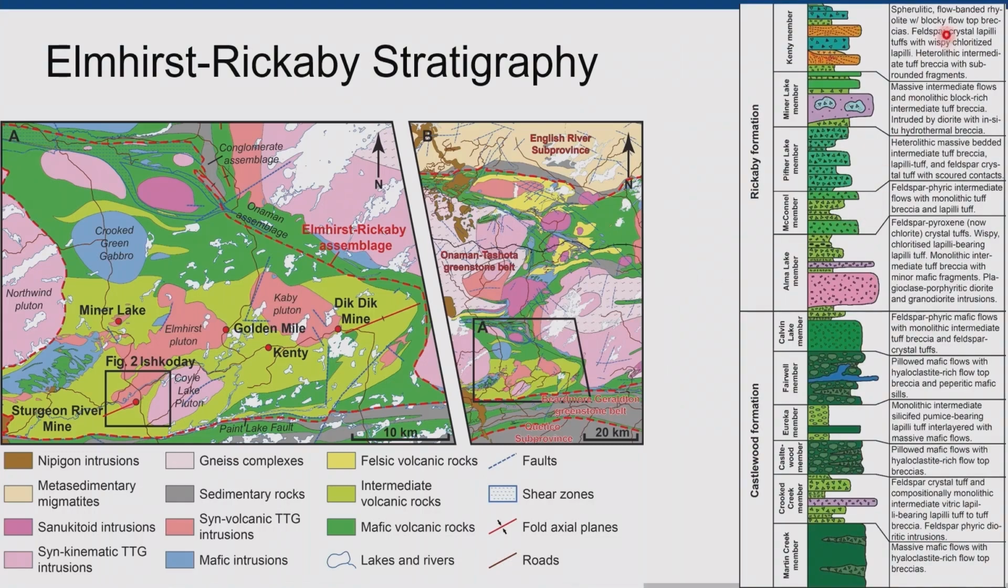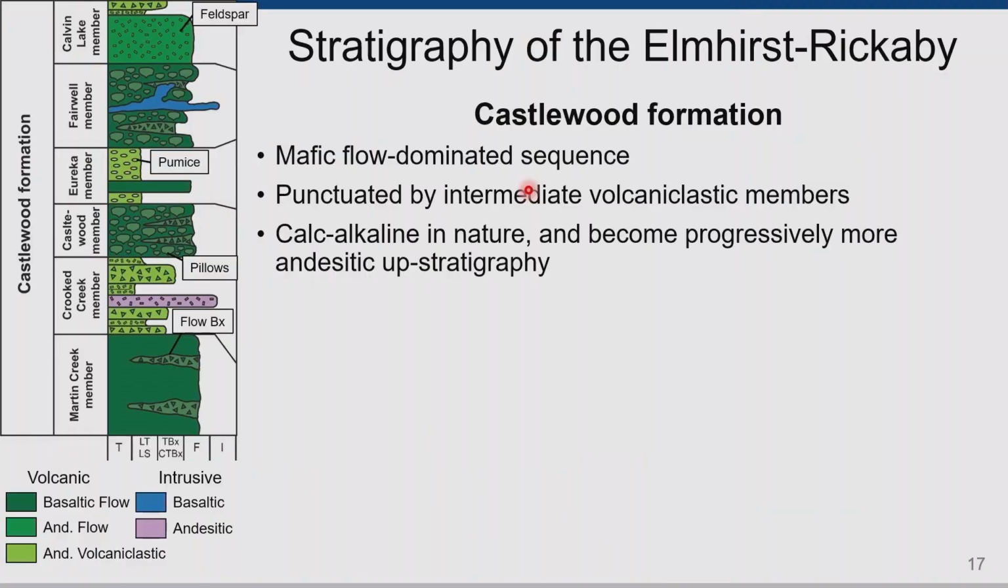You don't need to worry about reading all of this. We're going to break down some of the key units. But essentially what we're trying to do is build a stratigraphic sequence and look at the change in volcanism through time and then place mineralization into this context. So we'll start out with the base of the assemblage. This is the Castlewood Formation, and it's a mafic flow-dominated sequence.